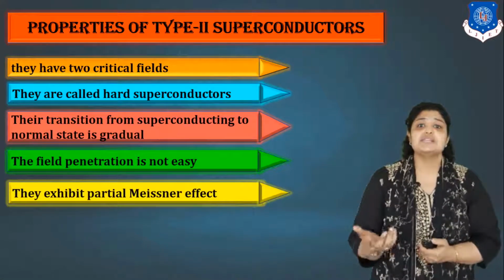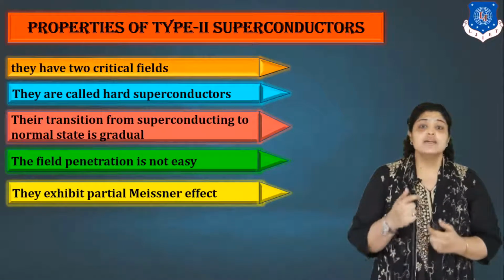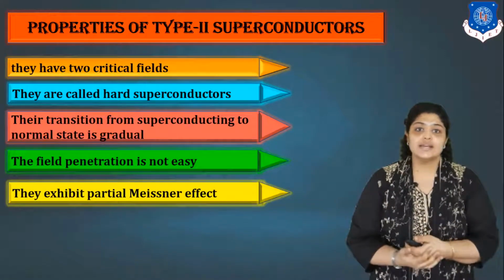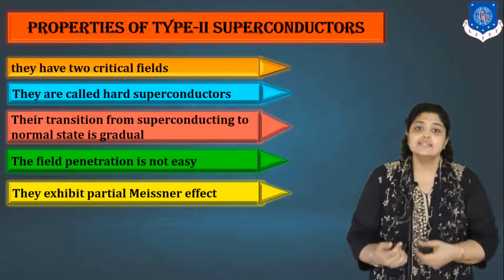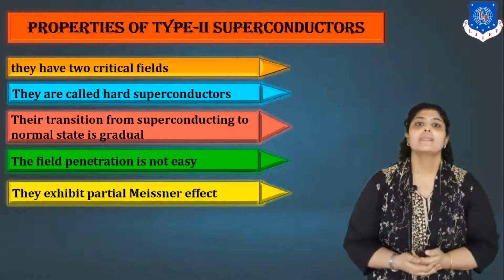They exhibit partial Meissner effect. Why partial Meissner effect? Because if you consider the vortex state, you can say that some field lines pass through it and some are repelled. So they behave like a sieve.